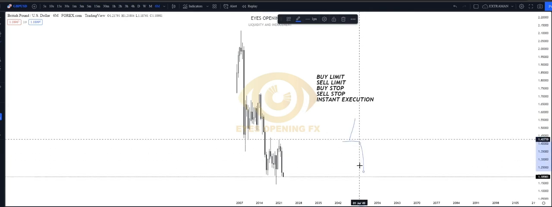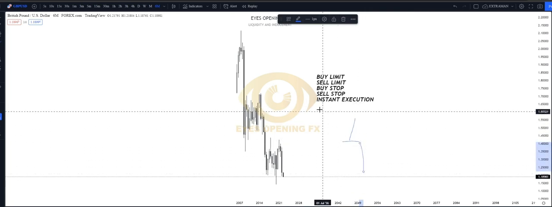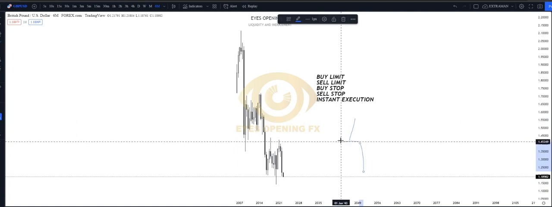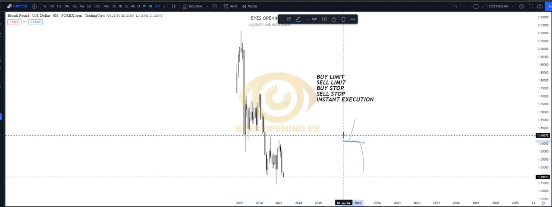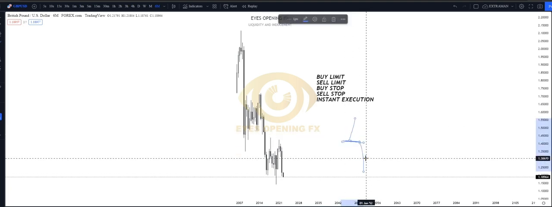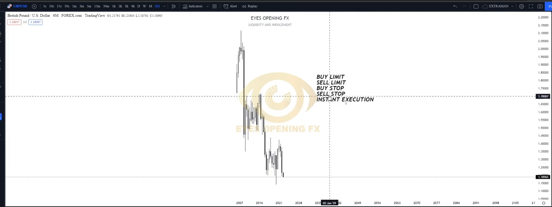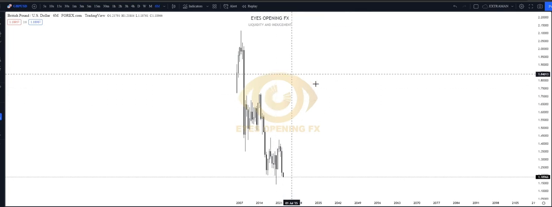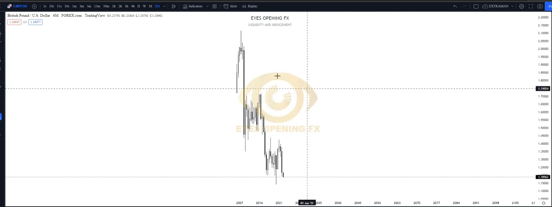Market will continue selling in your favor. So that's what we mean by instant execution. It means you are placing the trade at that particular level where price is at that moment. That's what we call instant execution. So those are the things that you need to understand about pips and your MT4.